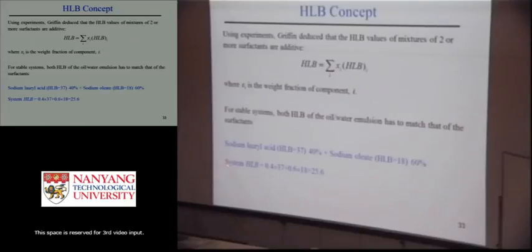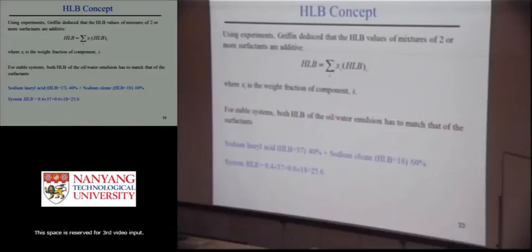The effective HLB value for this surfactant mixture is 0.4, referring to 40%, multiplied by 37, plus 0.6 multiplied by 18. Then your effective HLB value is somewhere in between the two values, 25.6. This strategy actually is very important. In the tutorial, we'll discuss this one in detail.